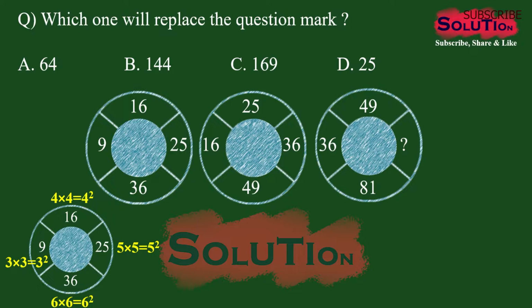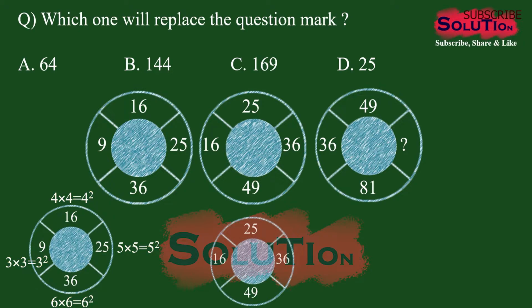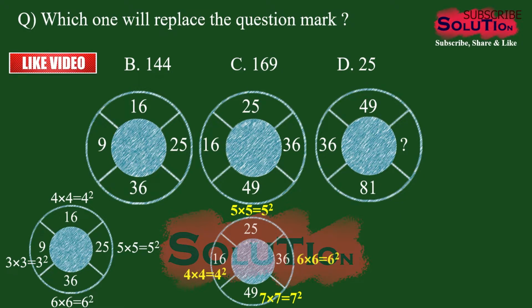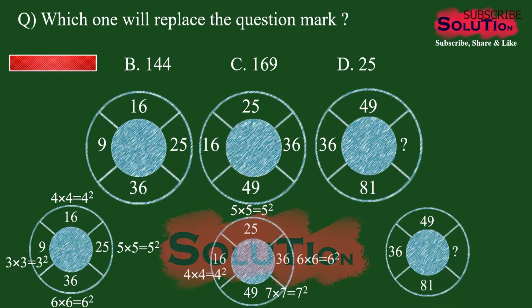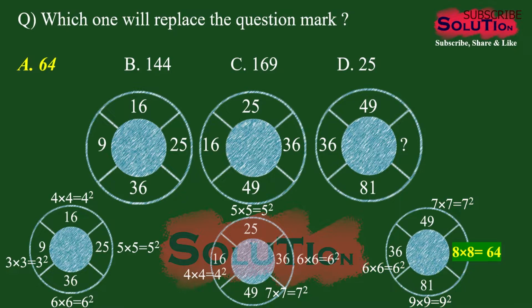So let us take the second circle. In the second circle, we have 16, which is 4 into 4, and then 5 into 5, 6 into 6, 7 into 7, right? So now it is obvious and a little bit clearer to us. Let us go to the next circle and see. So 36 will be 6 into 6, 7 into 7, and 9 into 9. So the missing term must be 8 into 8, right? So what is 8 into 8? It is 64. So my correct option is 64.